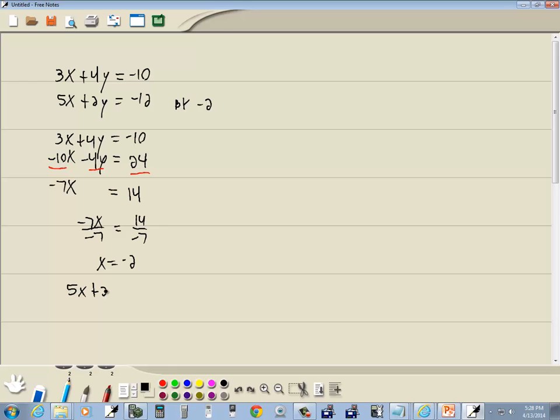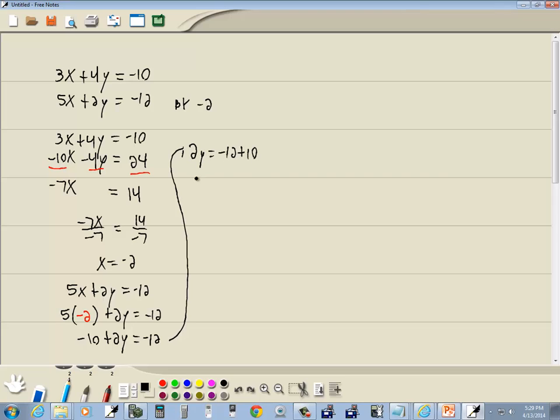So I got 5x plus 2y is equal to negative 12. We just said x was negative 2. So I'll put negative 2 in for the x. So 5 times negative 2 plus 2y is equal to negative 12. 5 times negative 2 is negative 10 plus 2y is equal to negative 12. Take the negative 10 to the right side, so we got 2y is equal to negative 12 plus 10. 2y is equal to negative 2, or y is equal to negative 1. So our answer will be negative 2, negative 1.